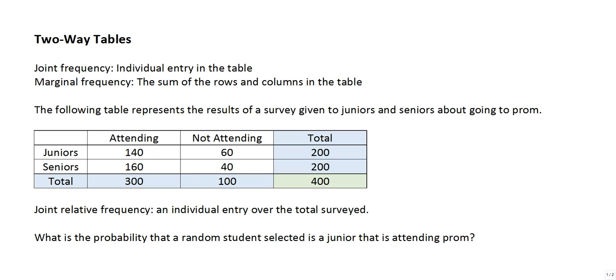So, a couple of definitions. We have joint frequency, which is just an individual entry in the table, and marginal frequency, which is the sum of the rows or columns in the table.